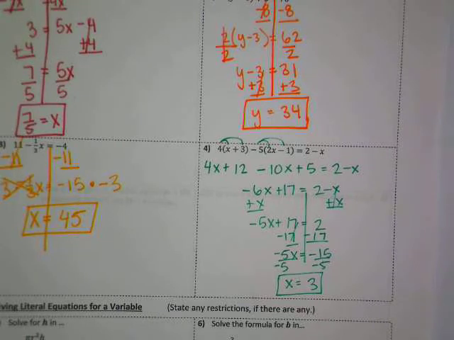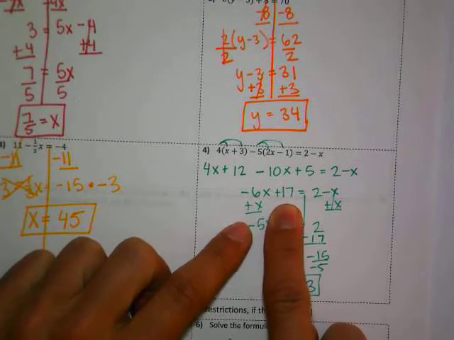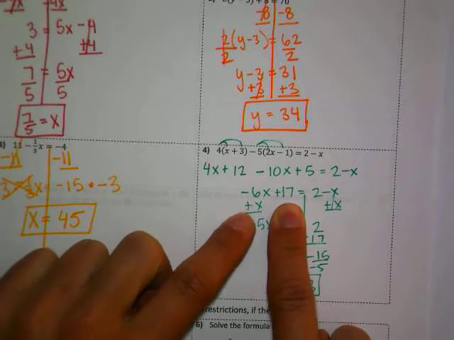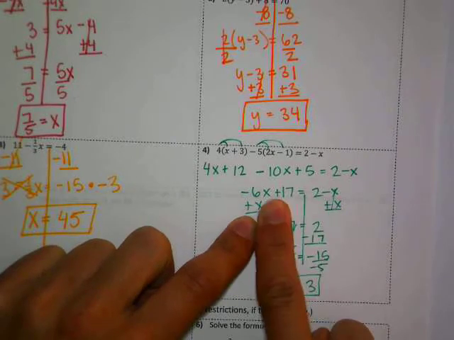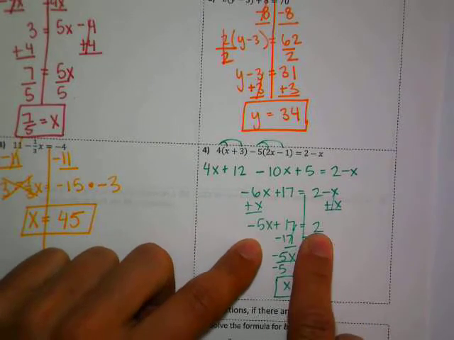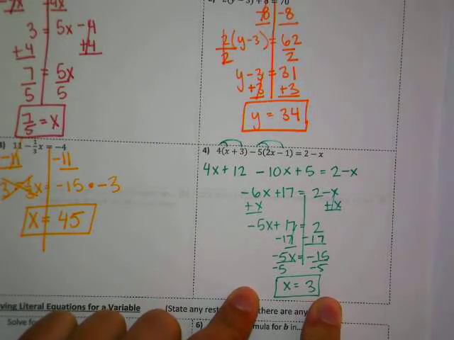You still have too many x's. So we combine like terms. 4x minus 10x is negative 6x. And 12 plus 5 is 17. We still have too many x's. There's an x over here, there's an x over here. So I added this x to this side. And so now I just have one term with x, and then you can solve the rest of it out, and you get 3.